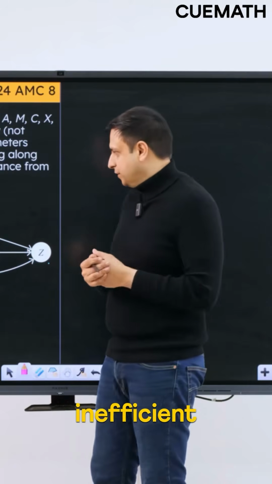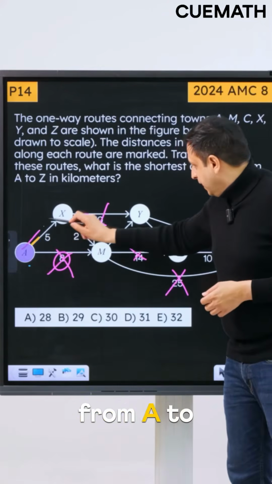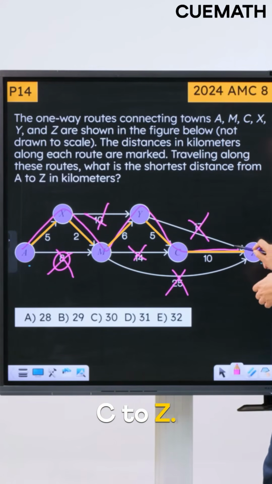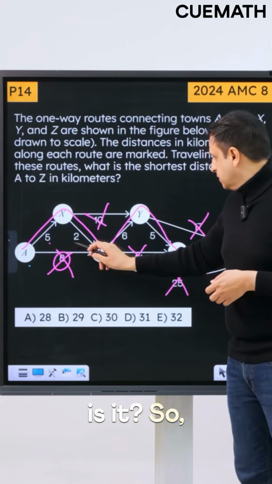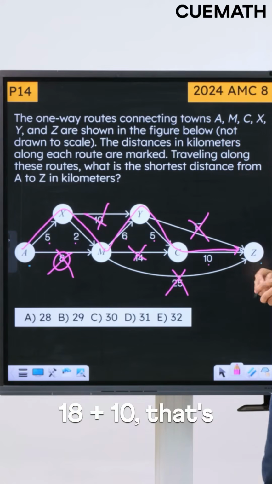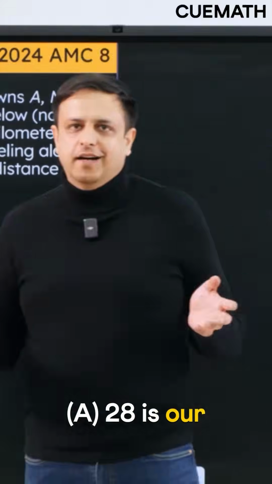So we cross out all the inefficient paths, and now what we are left with is this path from A to X to M to Y to C to Z, and this must be the shortest path. And how long is it? So 5 plus 2, that's 7 plus 6, 13 plus 5, 18 plus 10, that's 28, and therefore 28 is our answer.